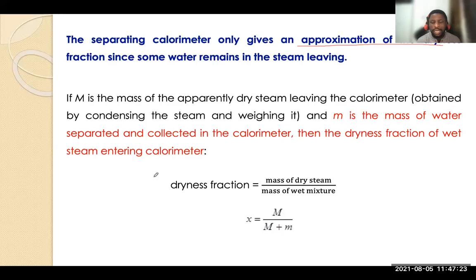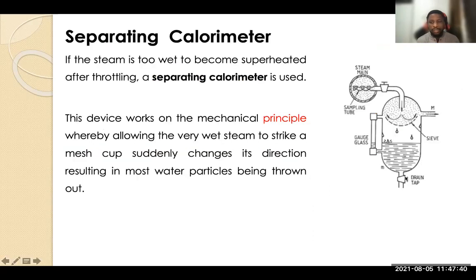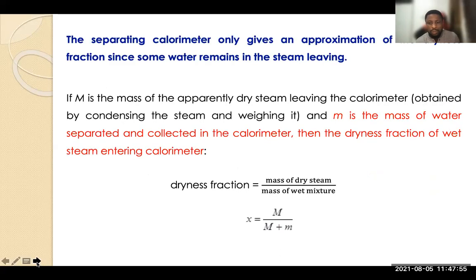You will see this in the calculation. So remember, wet steam comes in, dry steam goes out. So we use these calculations. m is the mass of water separated and collected in the calorimeter. If you remember, I showed you this. So your m is there. So we have our m here. Take note of that. And M, bigger M, is the dry steam that is going out. So please take note of that.